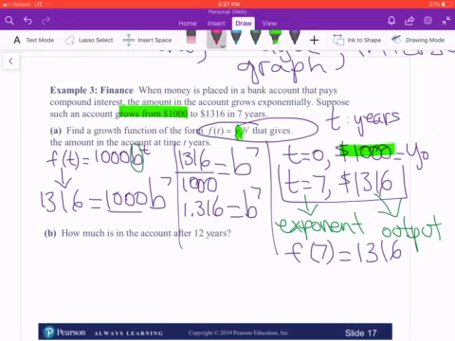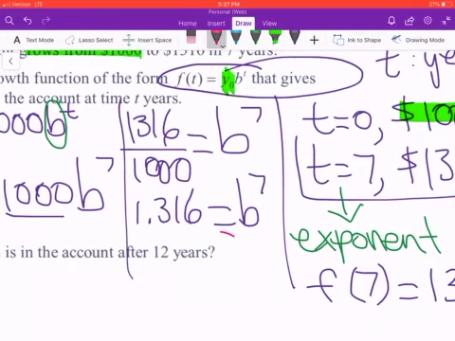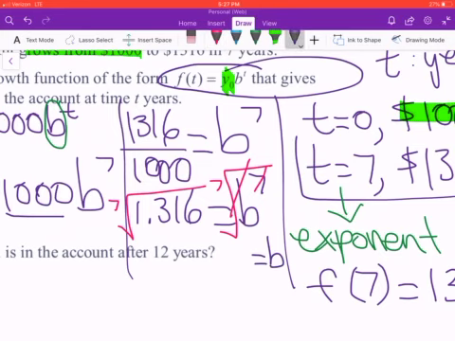Now, how can we undo an exponent of a power 7? Well, think how you will undo a square, and you will tell me right away, I take the square root. And yes, those two are inverse operations. So yes, there is such thing as the 7th root. And I'm going to show you how to enter it on your calculator in a minute. But just from here, let's know that the power 7 is going to cancel. So then b is going to equal the 7th root of 1.316.